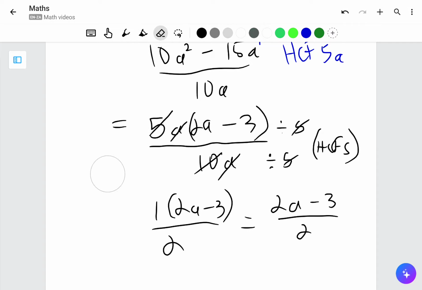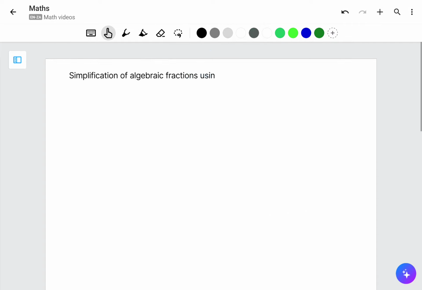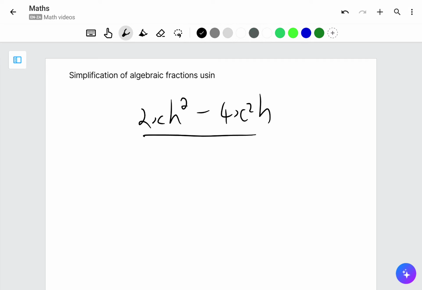Okay guys, let's take it another step up. Let's put a little bit more variables into the equation. Let's do this one. Let's say 2xh squared minus 4x squared h over hx.